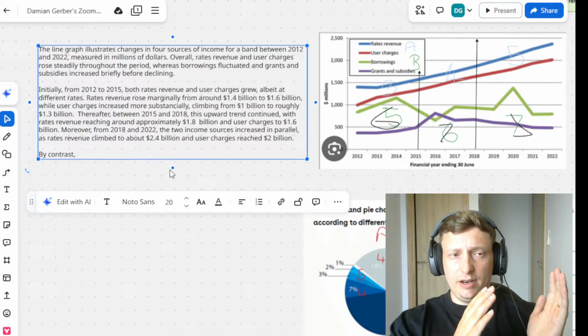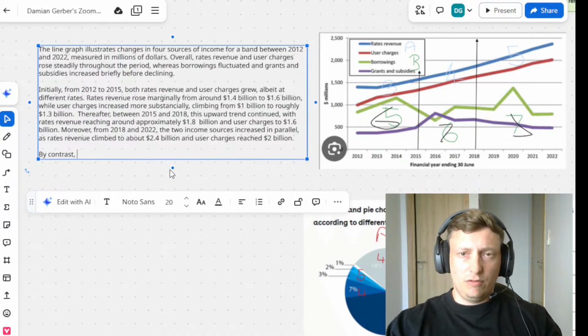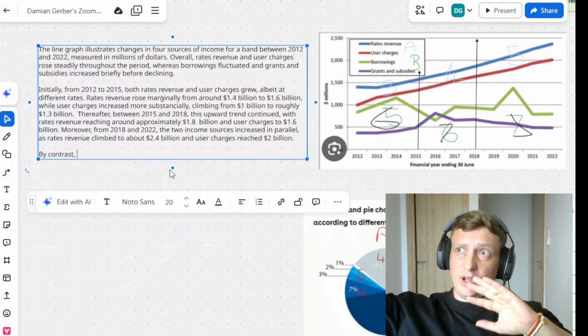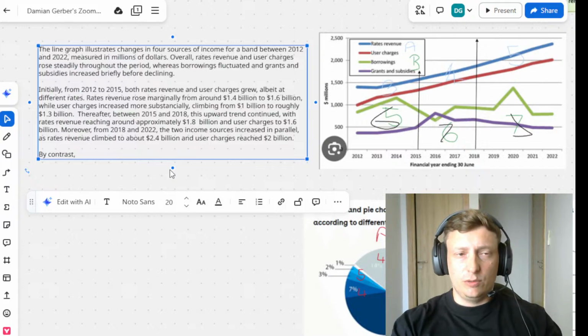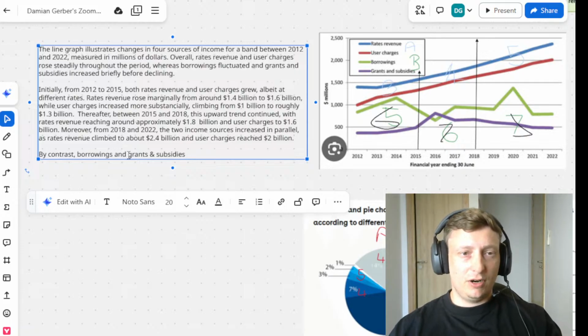So it is, again, in a logical order that makes sense, rather than just jumping all over the place, like from the highest point to the lowest point, which is a bit illogical. So keep it logical, keep it structured. So we've got borrowings and grants. I'm going to use this ampersand symbol because I don't want to use "and". So like borrowings and grants and subsidies, it sounds a little repetitive.